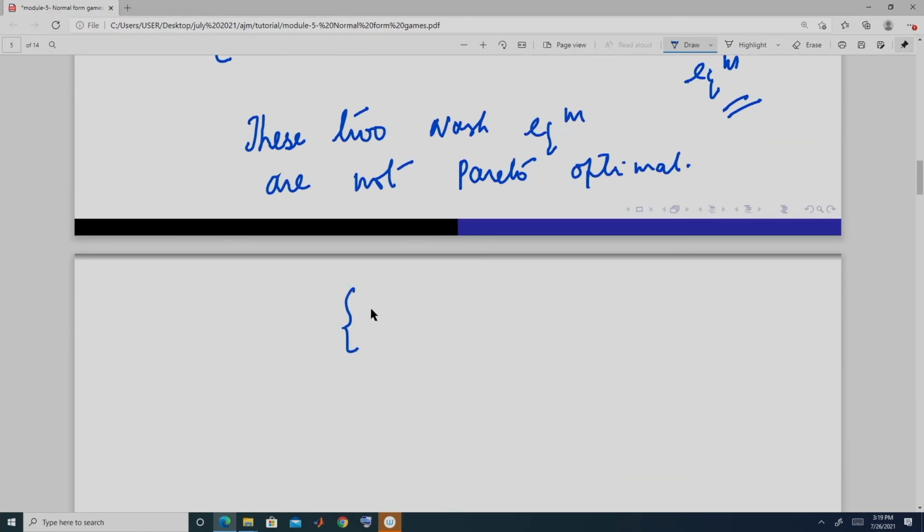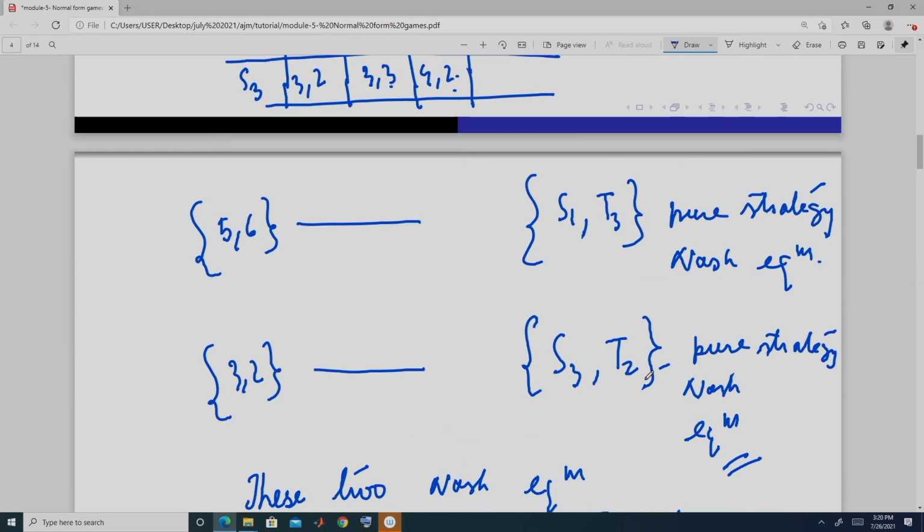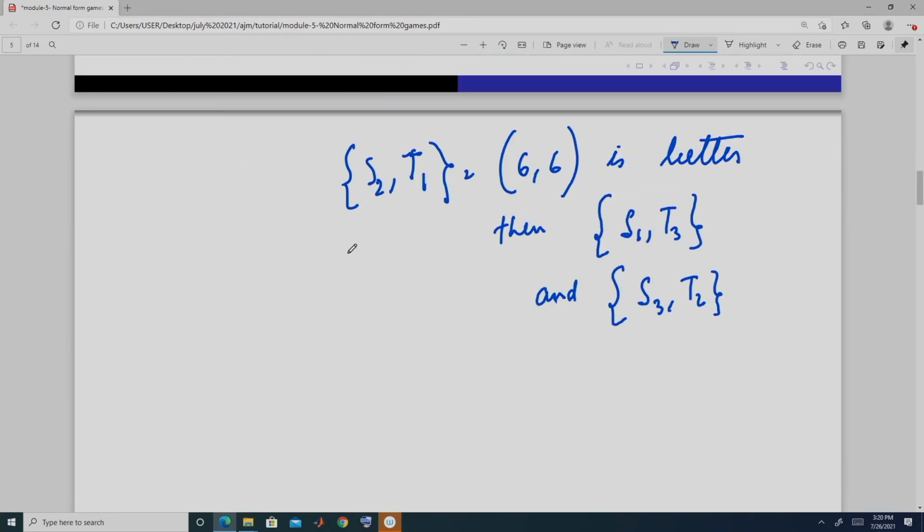Because this S2 T1, which is equal to 6, is better than what S1, and because these two are the Nash equilibria, S2 T2, S3 T2 and S1 T3, so that is why it is not.